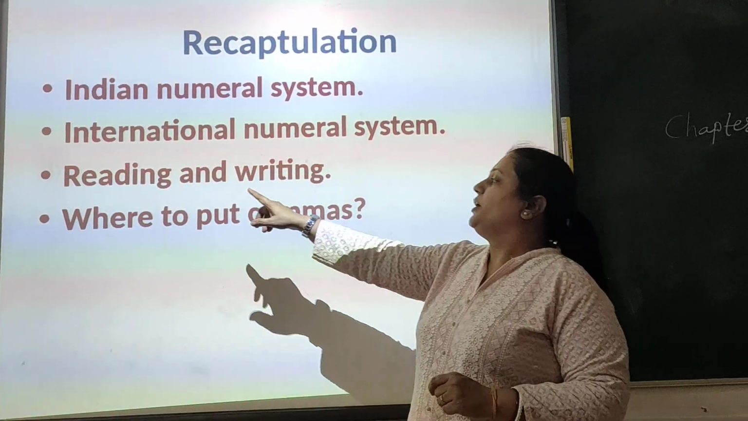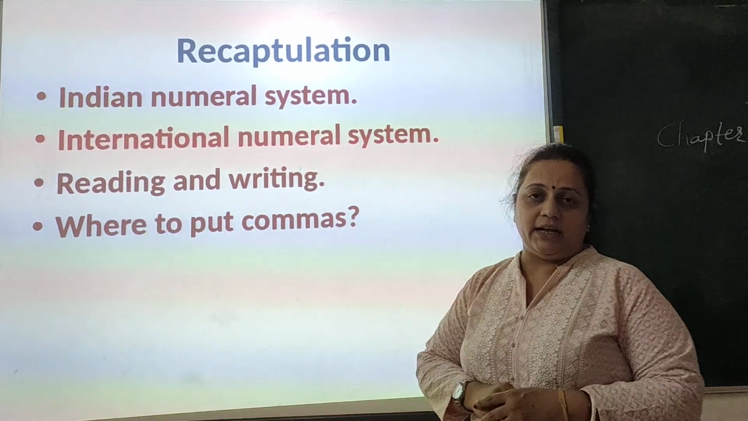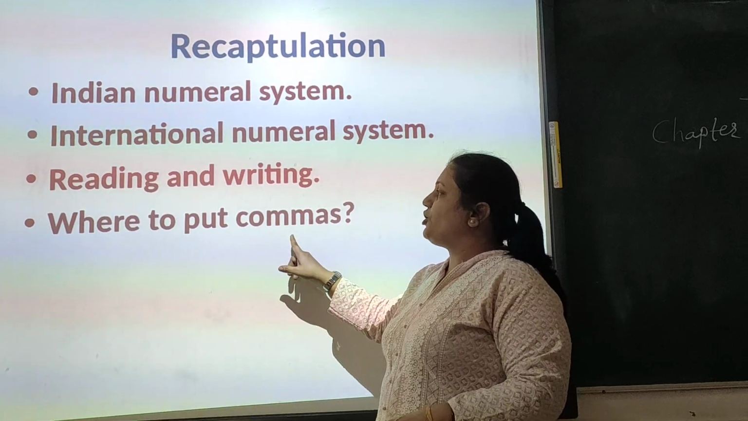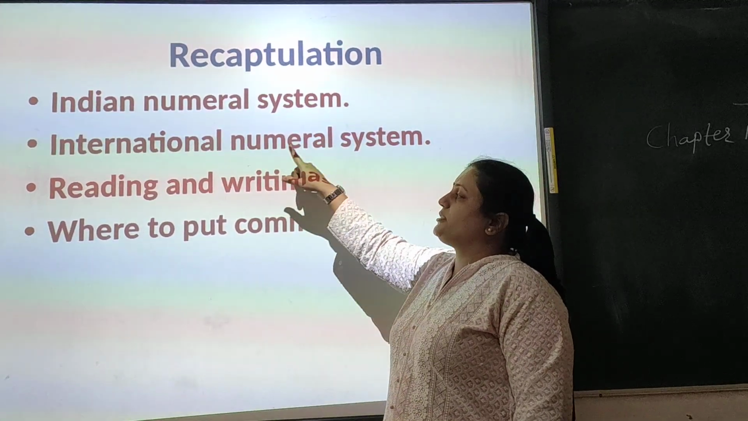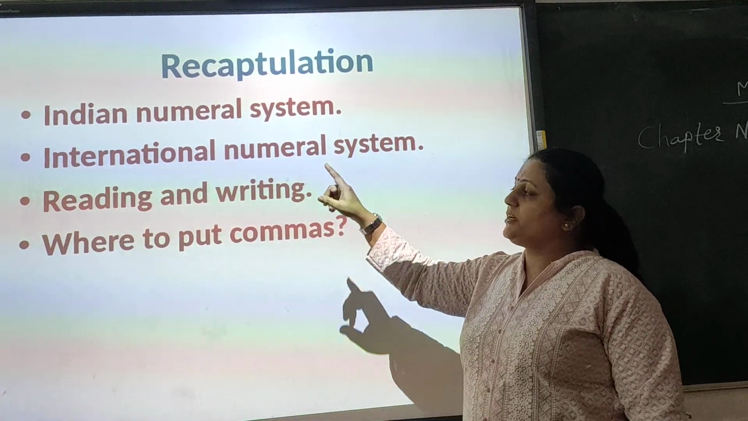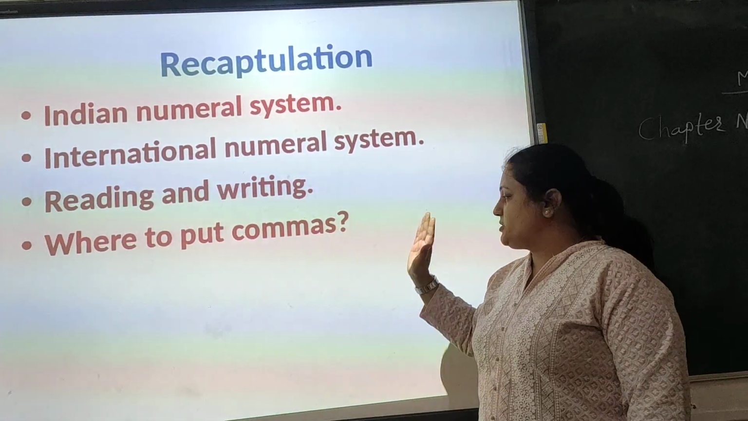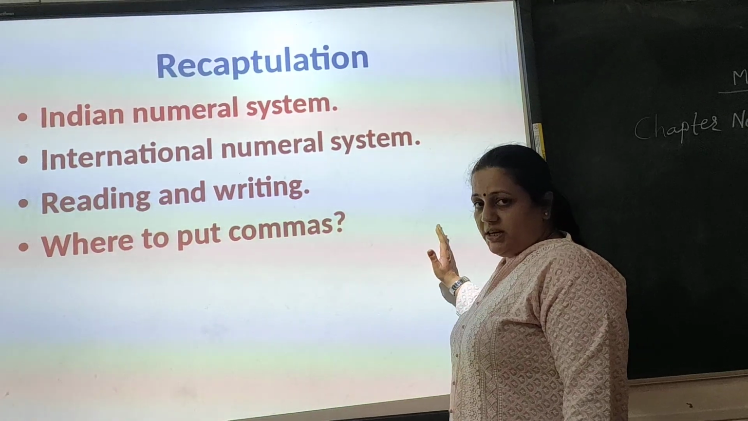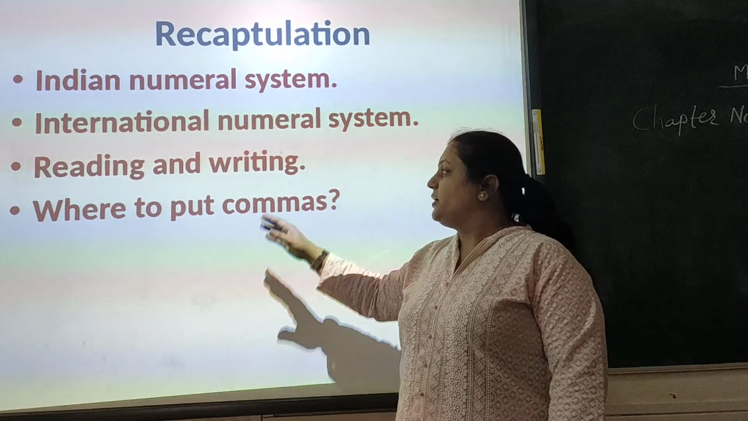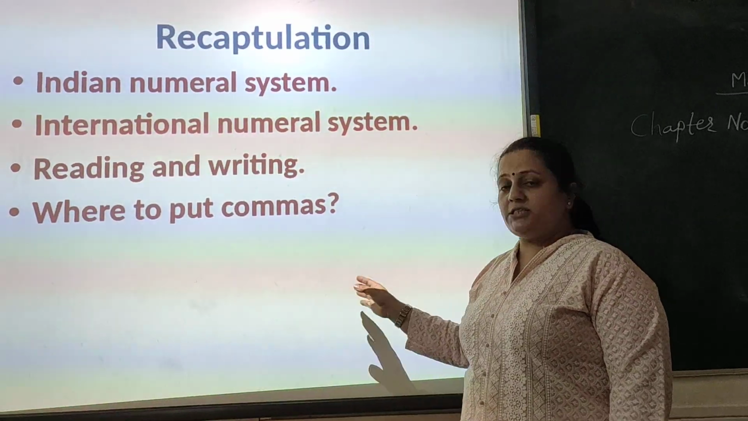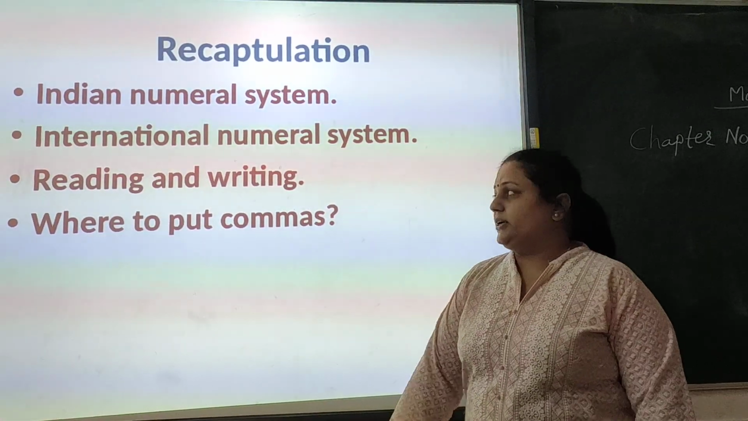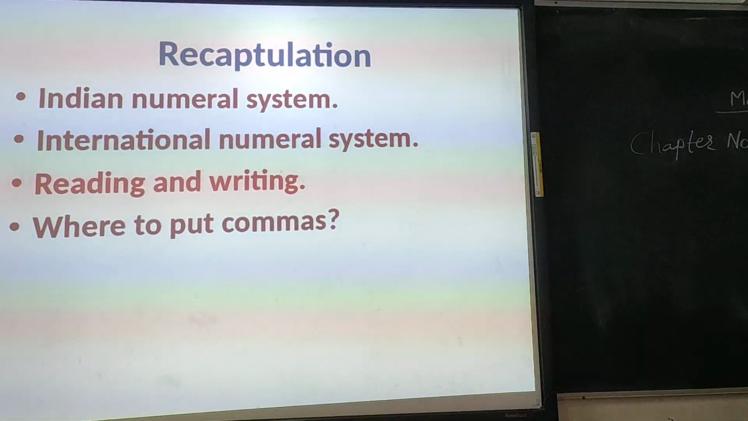Okay. Then we have seen reading and writing the numbers, 8 and 9 digit numbers, how to read and how to write. Then where to put the commas according to the Indian numeral system and according to the international numeral system. In the Indian numeral system we put the comma according to period, means we give the first 3 numbers from the right side, then we give a comma, then two numbers as a period. In the international numeral system we place the comma after every 3 numbers starting from the right side. So this we learned in the last lecture.